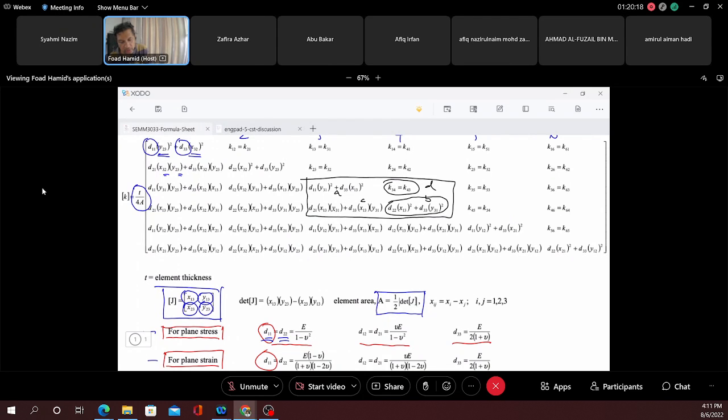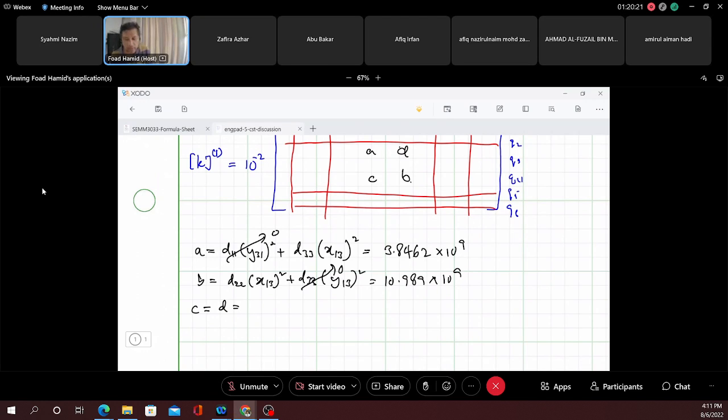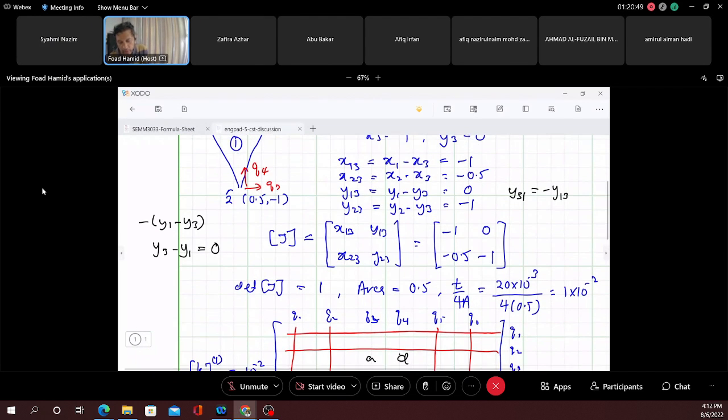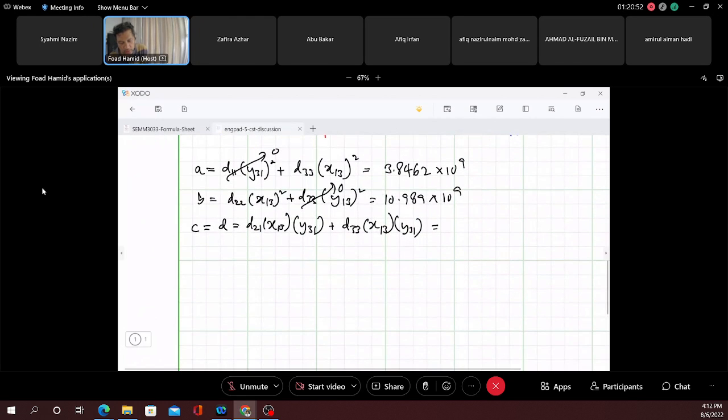Here. So I do not want to calculate that. Just let me write this formula. Okay, plus D33 x13 y31. And this should equal 0 because y31 and y13 are 0. So this is 0. This is also 0, so this is 0.